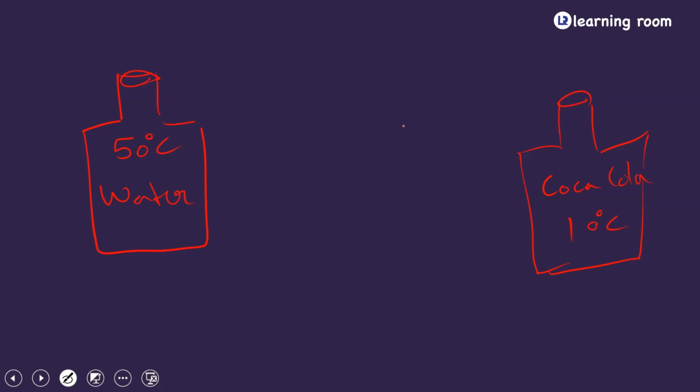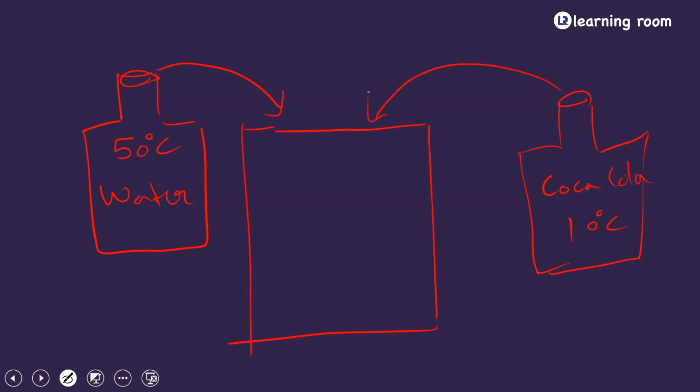Now I take an empty vessel and mix this Coca-Cola and the water here. So my mixture will be water plus Coca-Cola. What will be the temperature of this mixture? It will become neutral, correct. So it will be in between. It will not be 50, it will not be 10. Let's say it is exactly in the middle, at 30 degrees.